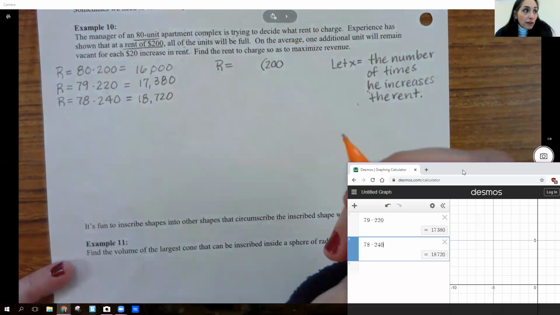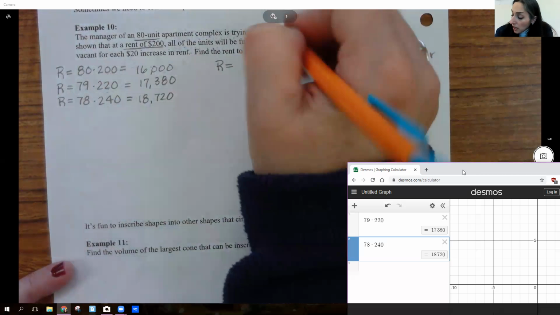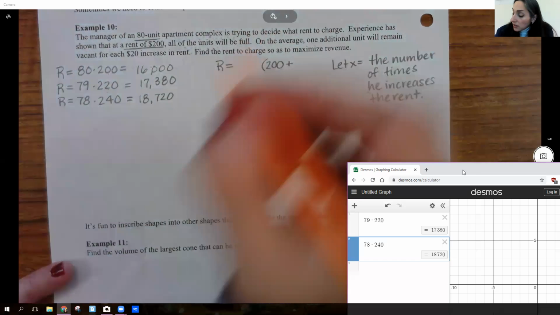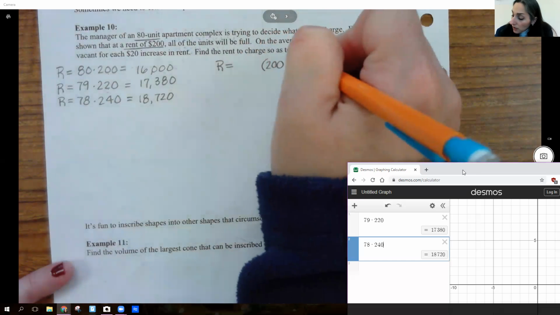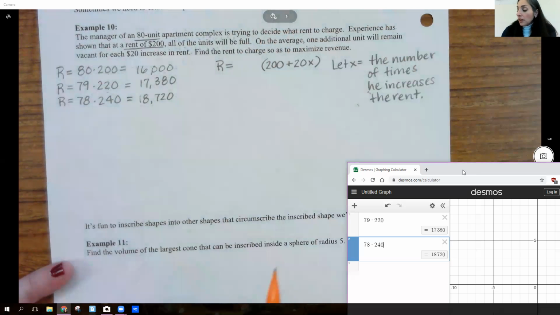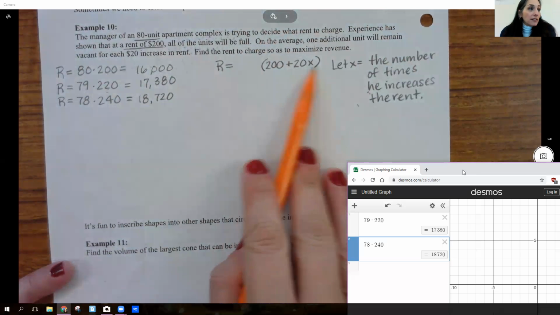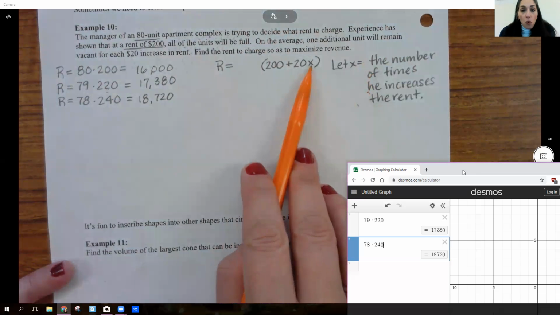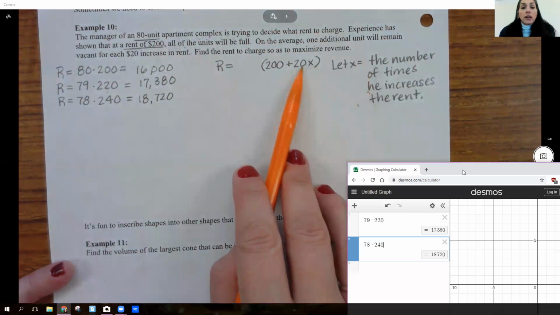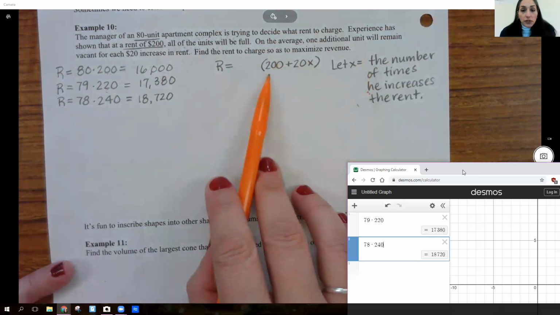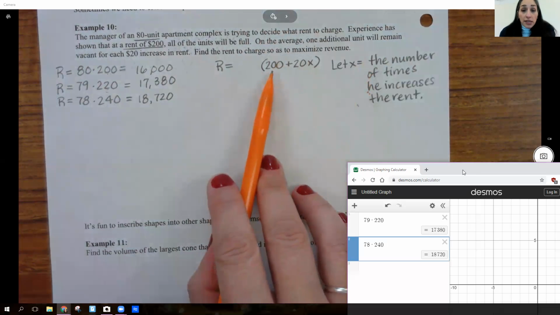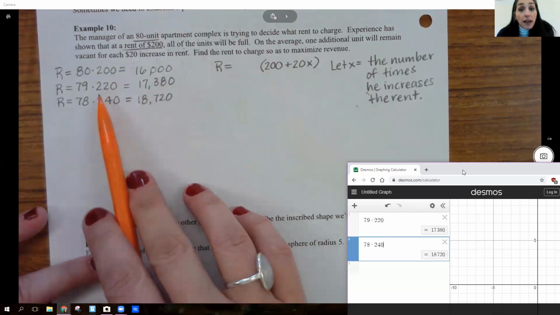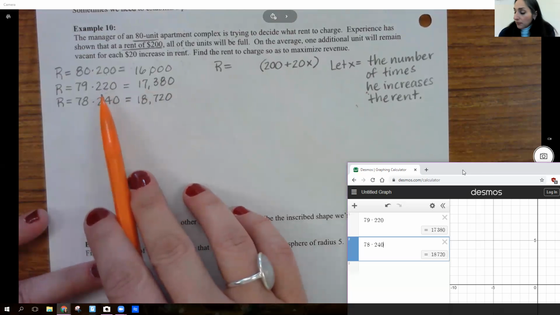That's going to be part of our revenue function, plus, let's see, $20 times X. So if X is 1, that would be the first time he increases the rent. If you put a 1 in here, 1 times 20 is 20. 20 plus 200 is 220. So that means he's charging $220, which is exactly what happens the first time he increases the rent.